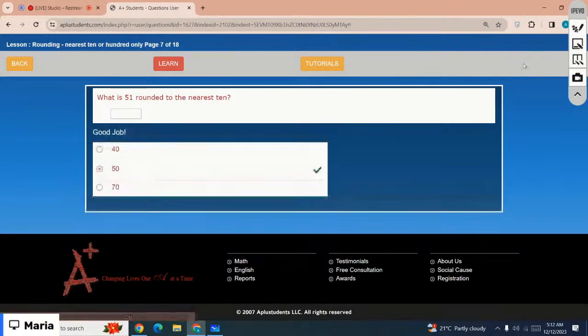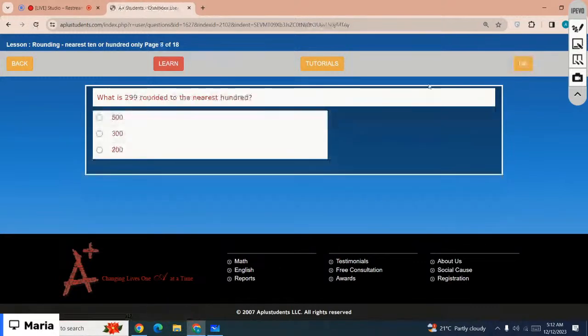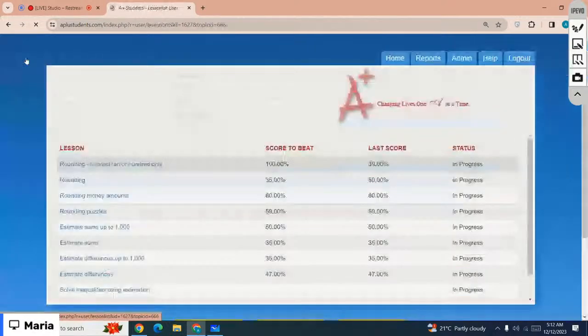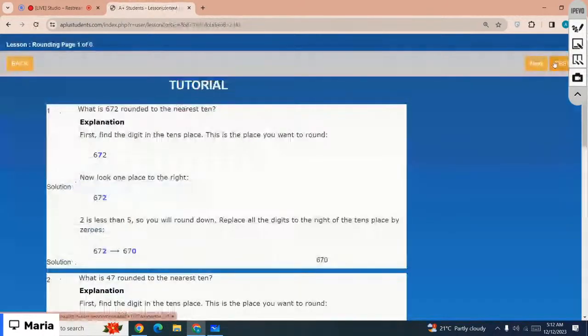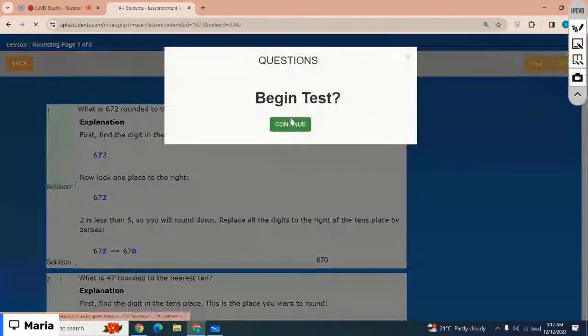Okay, you can complete the lesson by yourself later today. Let's just move on to the next lesson, and the next lesson is rounding. Okay, let's just start with the test question that is exactly the same as we just did. Test questions, right?